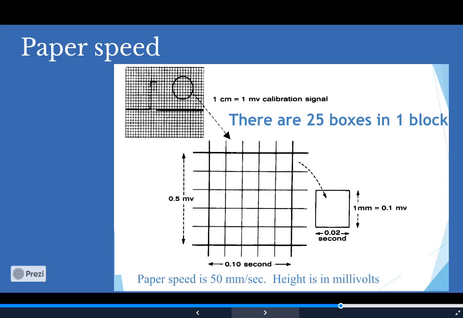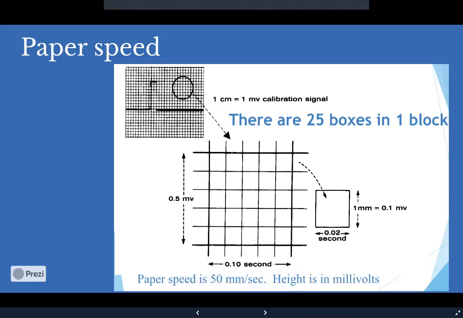So if your paper speed is 50 millimeters per second, this is how you count it. Each of these little tiny boxes is 1 millimeter wide. And when you look at these boxes, you'll see that there's a little bit more definition every 5 boxes across and 5 boxes down.